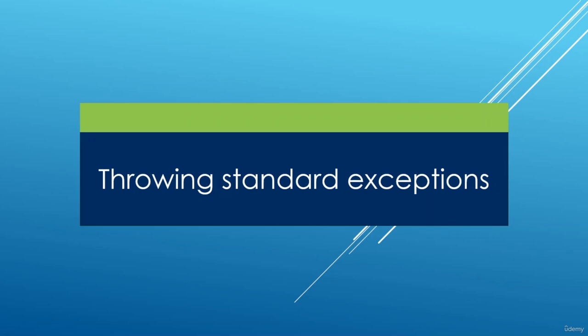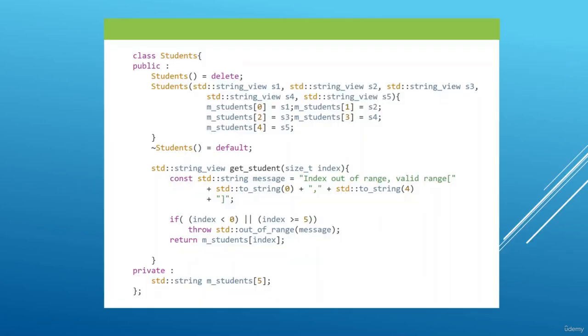In this lecture, we are going to see a simple example of how we can throw standard exceptions. And we are going to look at this simple class here. The class is called students. It is going to wrap around an array of std strings as we see here.